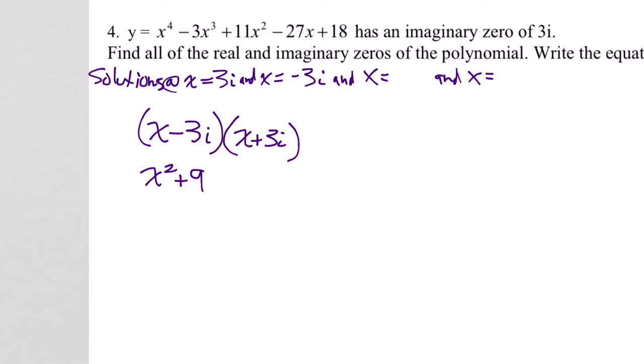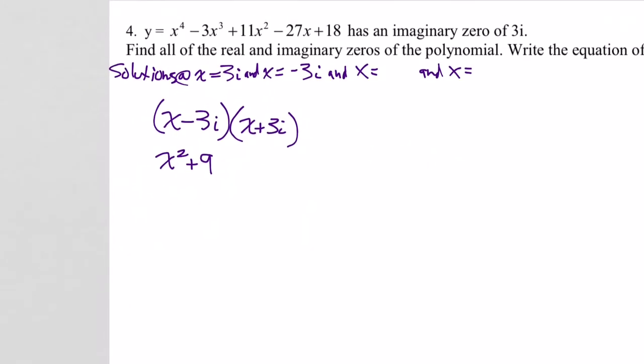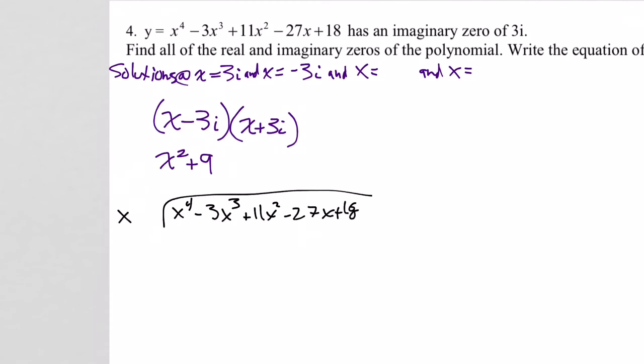Well, I got to do division now, right? I got to take my polynomial, x to the 4th minus 3x cubed plus 11x squared minus 27x plus 18, and I have to long divide it by x squared plus 9. I have to do long division. You cannot do synthetic division because you are dividing by a quadratic. If you do synthetic division and try to divide by like 3 because you think x minus 3, you're going to get a remainder, you're going to be sad, you're going to be confused, and you're going to waste a lot of time. So you have to do long division with this.